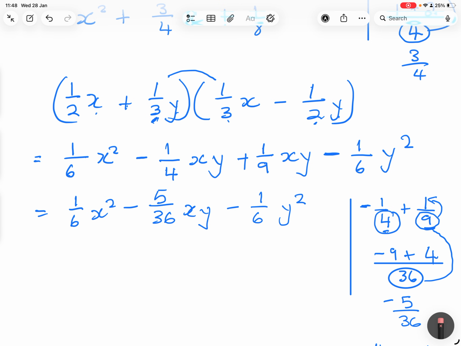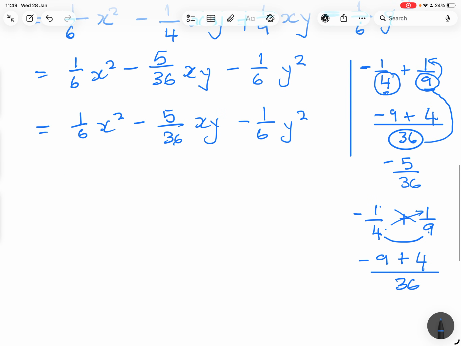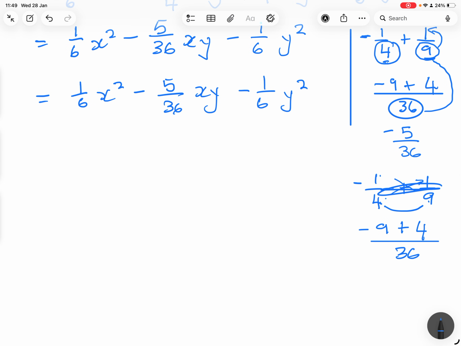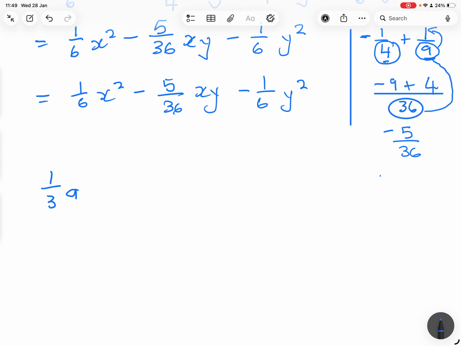So finally, what do we have as our final answer? That's 1 over 6x squared minus 5 over 36 xy minus 1 over 6 y squared. And so I'd love for you to try out the last one on your own. Okay, right. So I'm trying to erase here. I'd love for you to try this one on your own, and please let me know what your final answer will be.